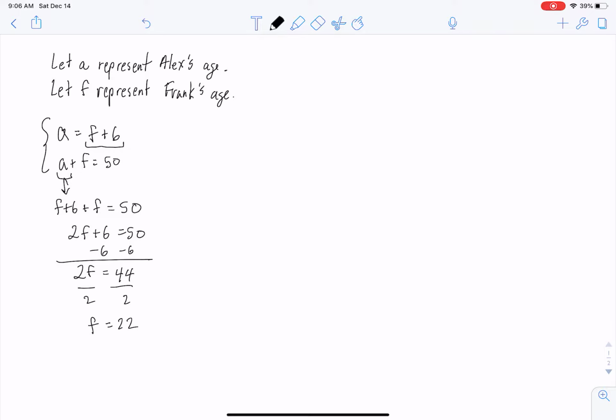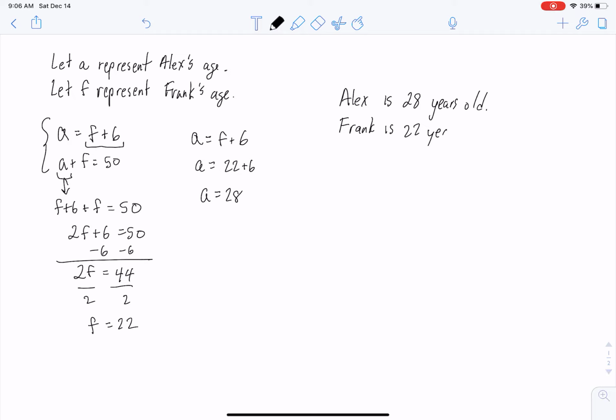And then we can substitute in, right? A equals F plus 6. A equals 22 plus 6. A equals 28, right? And then we would write the answer. Alex is 28. You could write years old. And Frank is 22 years old. And we box that as our answer.